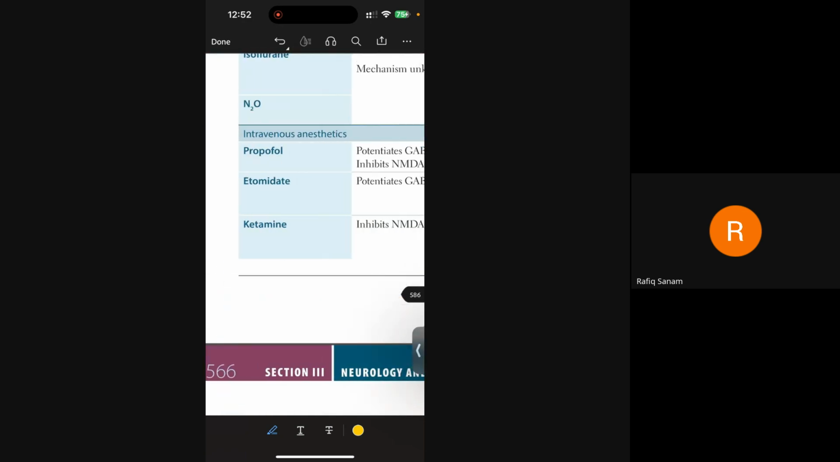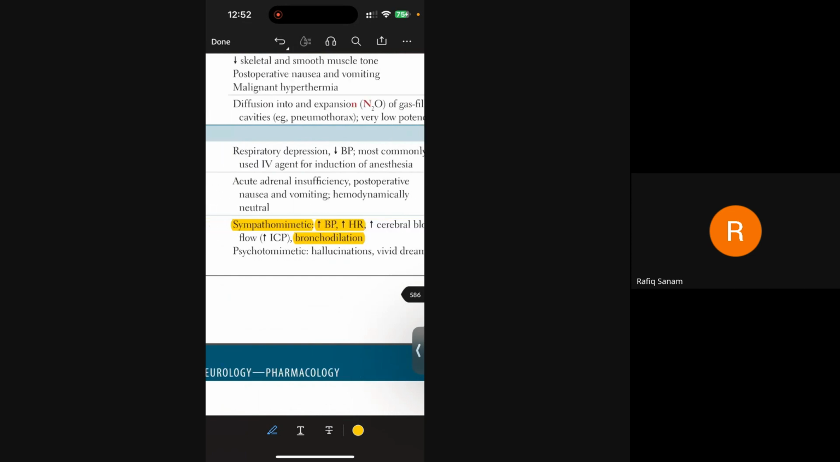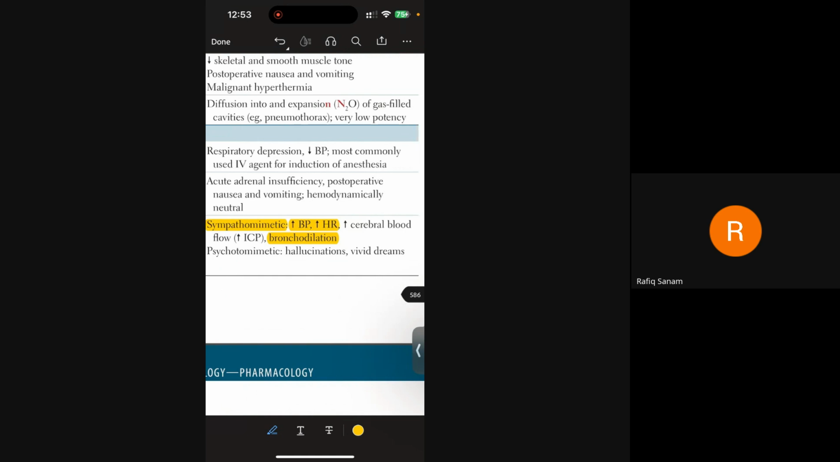Ketamine is an intravenous anesthetic. Its main function is anesthesia, but it is also sympathomimetic. As a sympathetic nervous system function, it increases the blood pressure, increases the heart rate, and causes bronchodilation. Our patient is suffering from low blood pressure. That issue is going to get solved due to ketamine. Our patient has bronchoconstriction. That is also going to get solved due to ketamine. That's why we are using ketamine in this specific scenario.